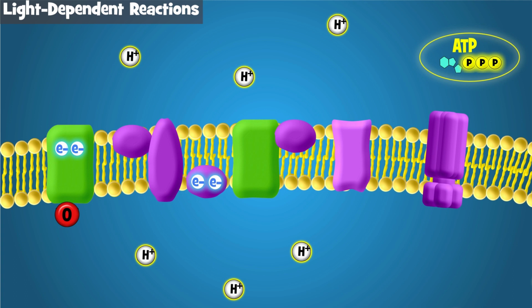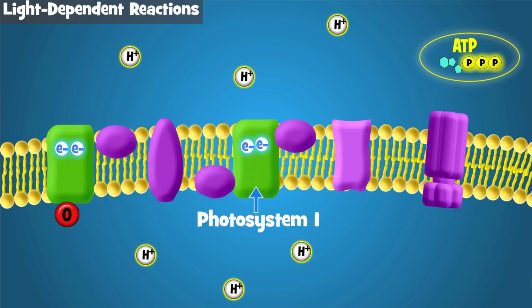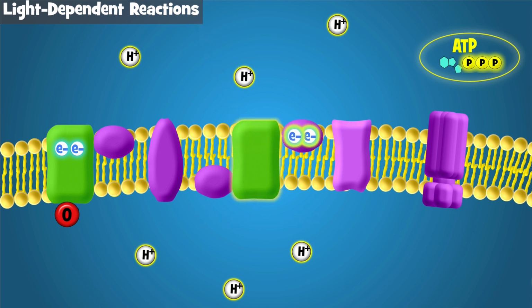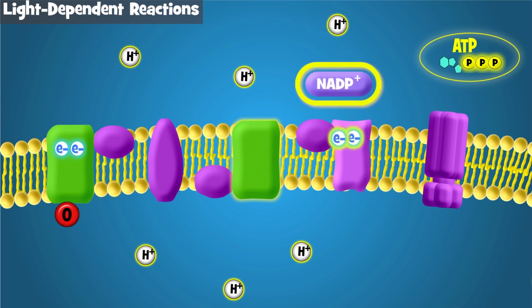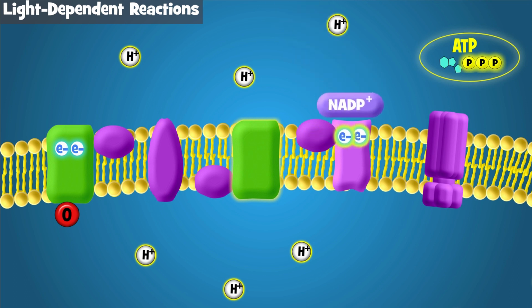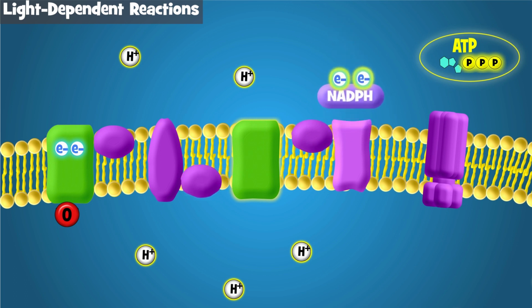When the electrons reach the end of this first electron transport chain, they go to photosystem 1, where light excites them once again. They travel down a second, shorter electron transport chain, where they are accepted by a molecule called NADP+. When it accepts the electrons, it also accepts hydrogen and becomes NADPH.